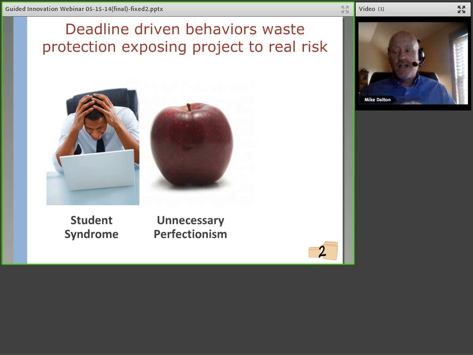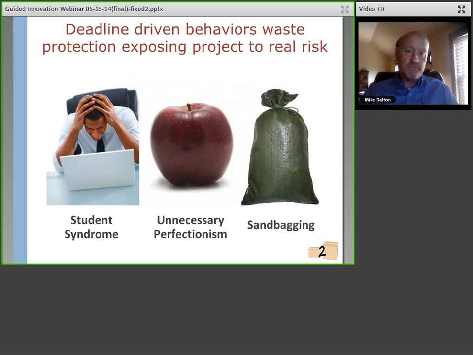Now, there are folks who are the opposite, right? They start everything immediately, get it done. However, they still may not pass the task forward because they want to continue working on it and get it perfect. Even though they've got a good enough solution, a workable solution, they may still engage in what we call unnecessary perfectionism or apple polishing. And then the last piece is that oftentimes the tasks in projects are negotiated times.